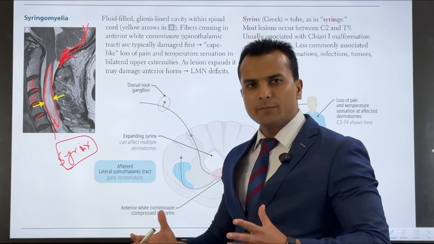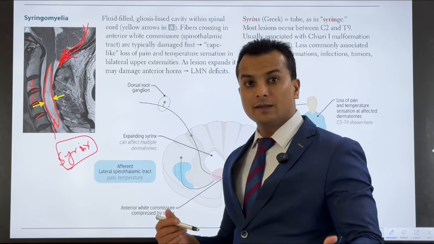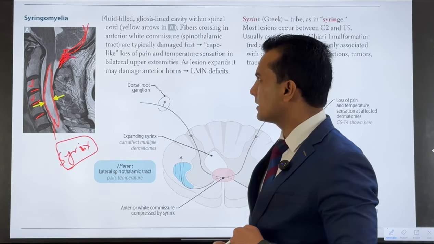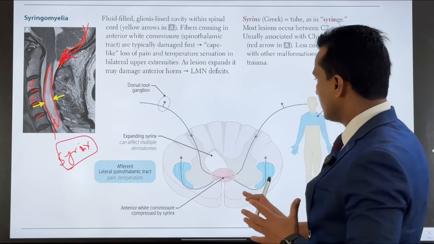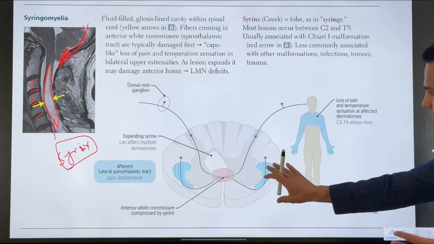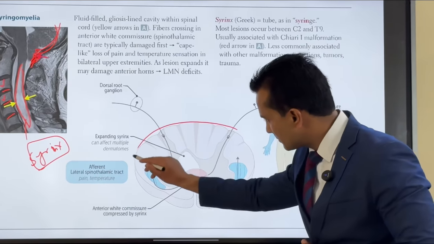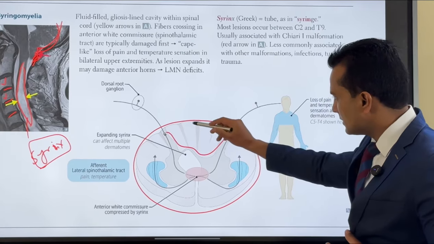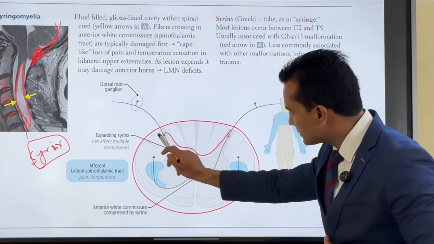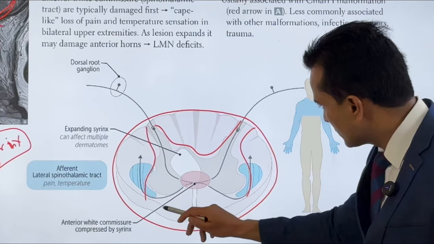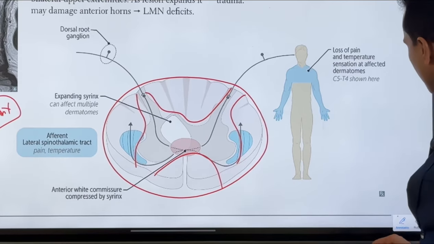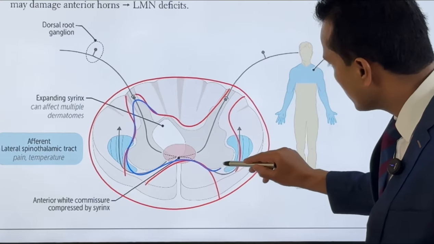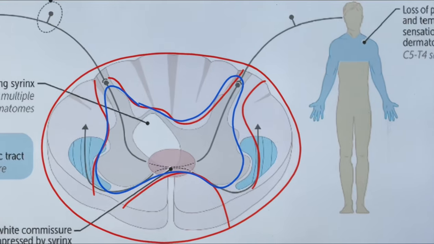What will be the clinical presentation of a patient with syringomyelia? To understand the clinical presentation, first we have to understand this structure. This is the transverse section of the spinal cord. Here you can see the dorsal column, the posterior column, here your lateral column, and here your anterior column. Now inside you can see this H-shaped structure, which is the gray matter of the spinal cord.